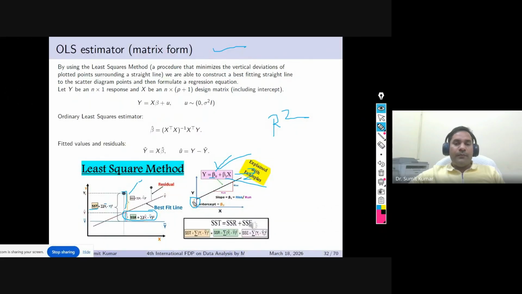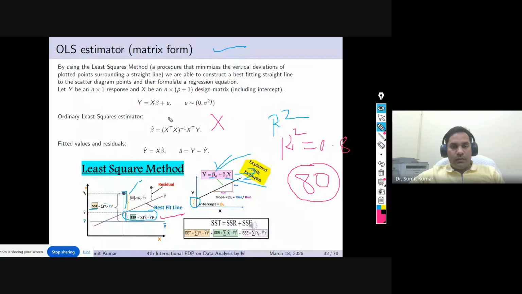It means if somewhere R square is, suppose, 0.80, this regression model predicts that 80% of the variation is explained by the variable x that you have taken there. Whatever the remaining 20% error is, it is due to this error term, by other factors it may be. But this is the basic idea behind this.